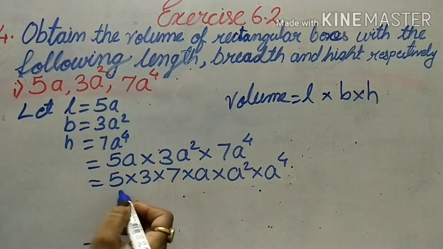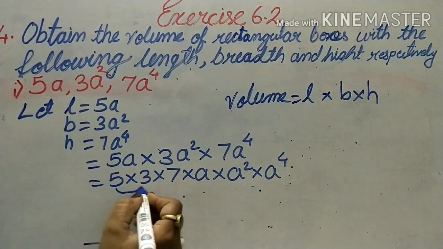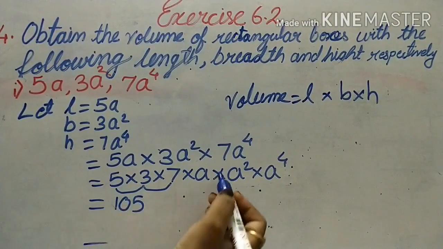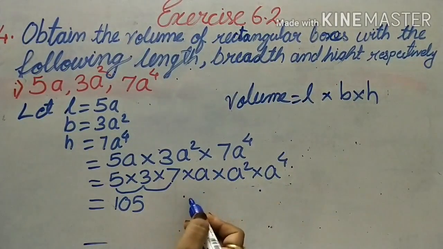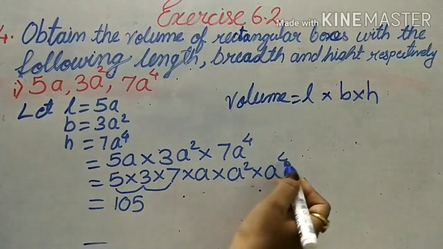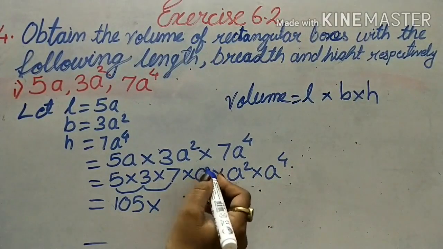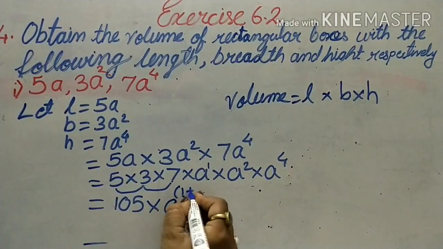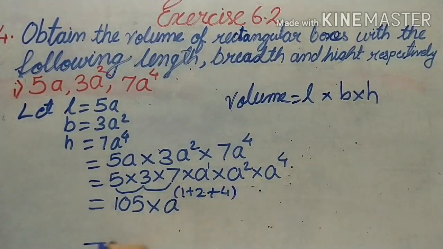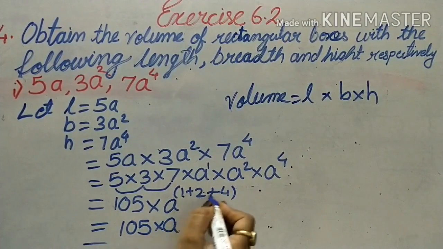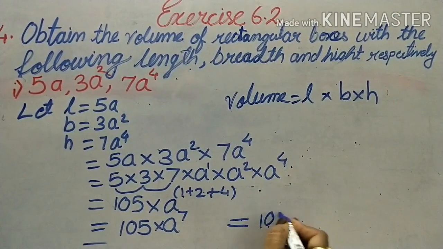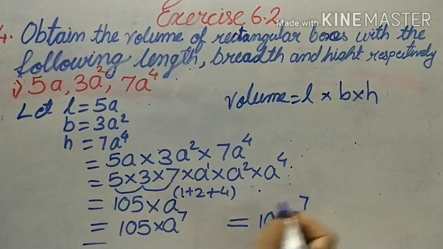Next we'll multiply this numerical to numerical. 5 3s are 15, 15 7s are 105. Next we know that if base are equal and multiplication means we have to add the power, means is equal to, here no power means always there will be 1. A raised to 1 plus 2 plus 4 is equal to 105 into a raised to 4 plus 2 is 6, 6 plus 1 is 7. So the answer is 105 a raised to 7.